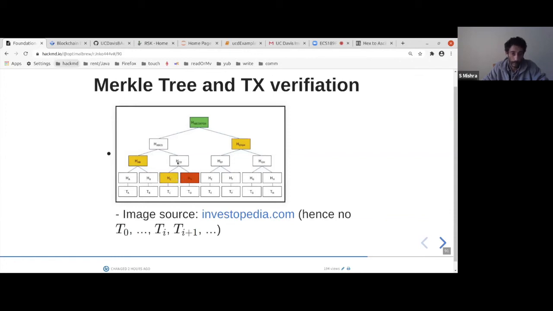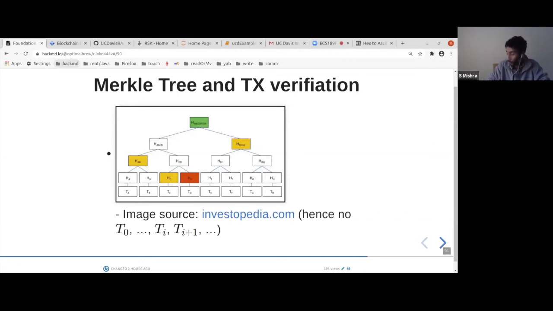From that, we can compute the parent. We need to know the transaction for that second layer. Again, we can compute the parent. And then we need the hash of this side of the tree. So with just the hash for your transaction and 3 other hashes, we can verify that a transaction was included in a block. And that's called a Merkle proof.